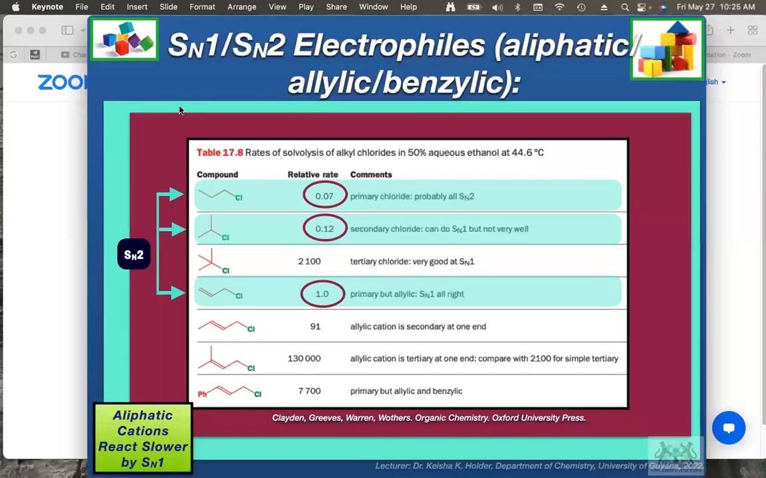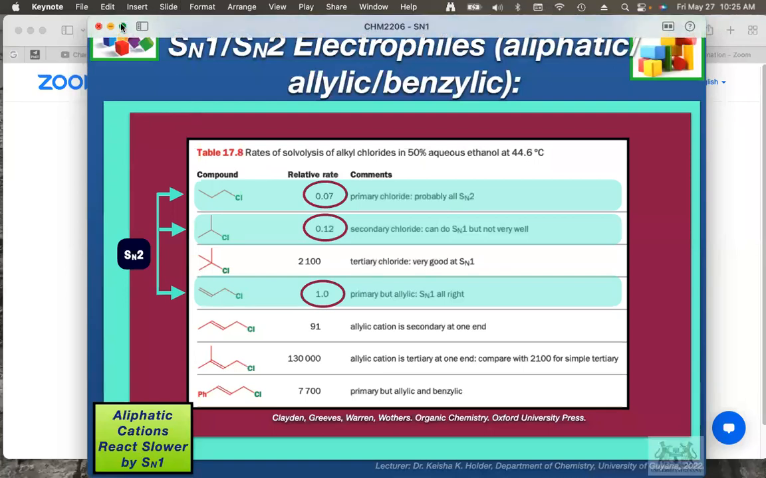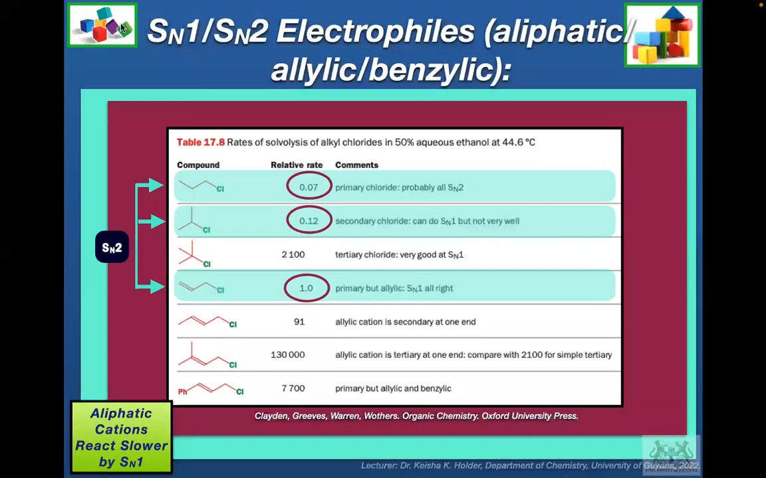Continuation from yesterday. As we will recall, we had started a conversation regarding the electrophiles that can be used in both substitution reactions. I'm assuming that, well, it is my expectation that today will be the last lecture pertaining to SN1 and SN2.